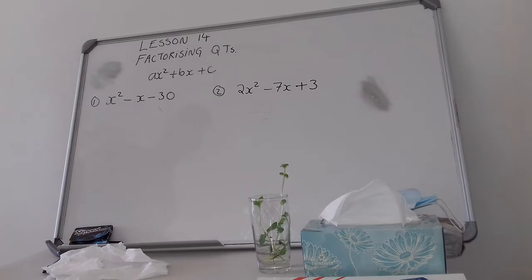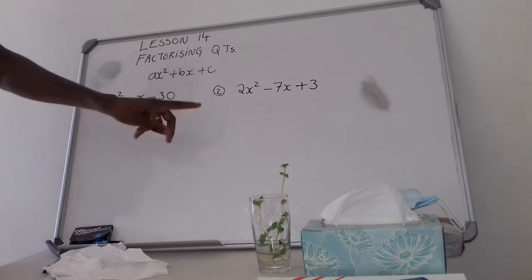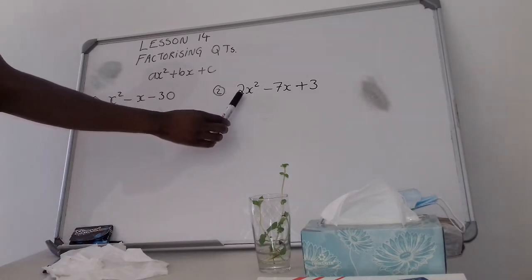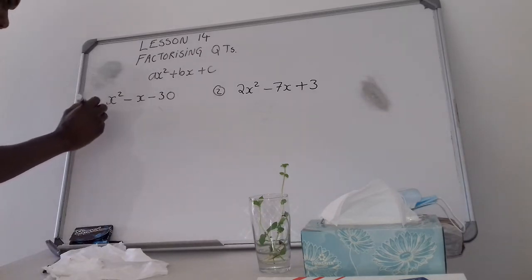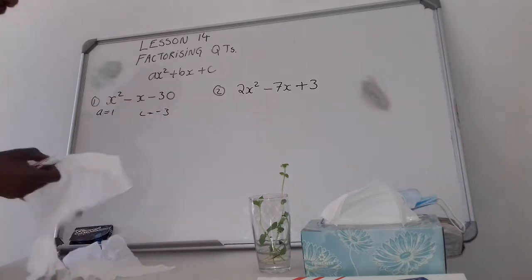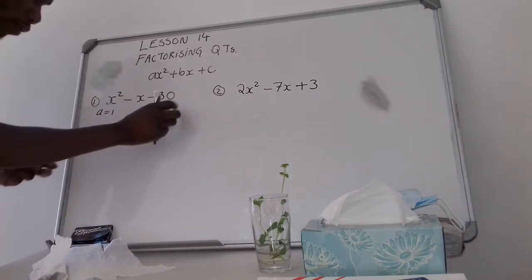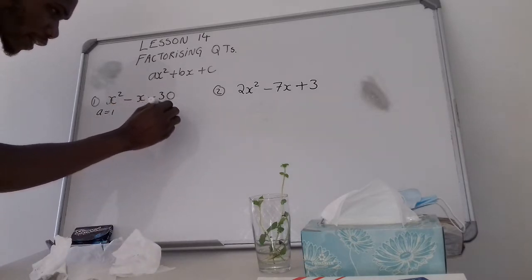This is the last lesson on factorizing quadratic trinomials, and in this video I'm going to show you how to factorize quadratic expressions when you have two negative signs, and also when a is bigger than 1 and when there is a negative sign. So let's start with this one. As you can see here, a is equal to 1 and c is equal to negative 30. Now we need to find the factors of negative 30, or the factors of 30.